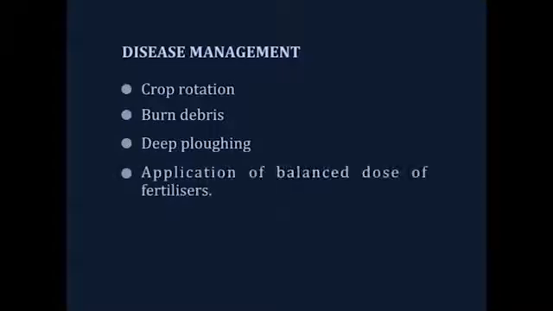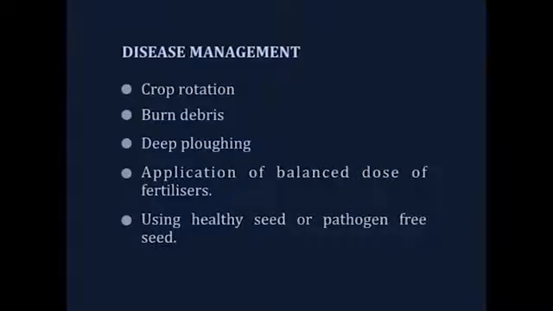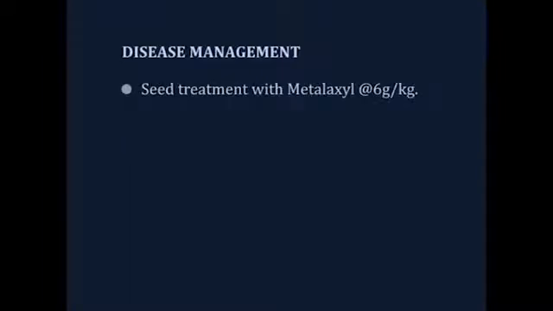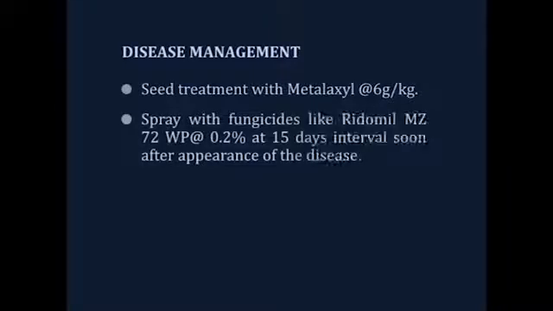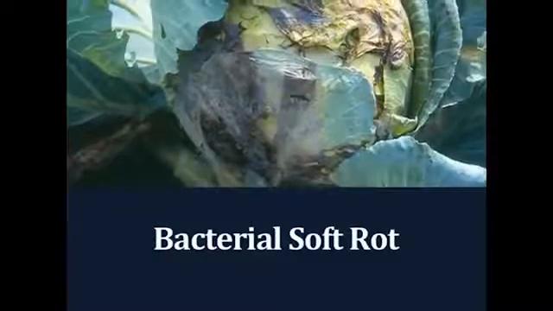Disease can be managed by crop rotation, burning debris, deep plowing, application of a balanced dose of fertilizers, use of healthy or pathogen-free seed, and seed treatment with metalaxyl at the rate of 6 gram per kg. Spray with fungicide like Ridomil MZ 72 wettable powder at the rate of 0.2% at 15 days interval soon after appearance of the disease. Next important disease is the bacterial soft rot.